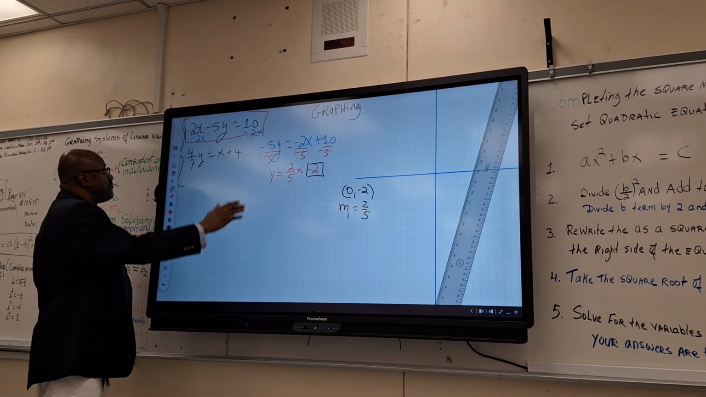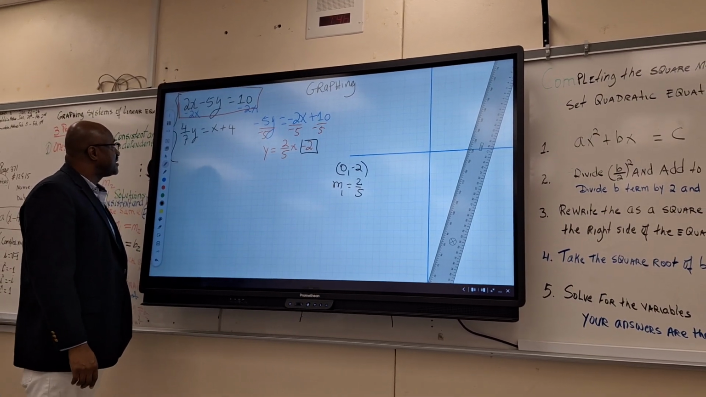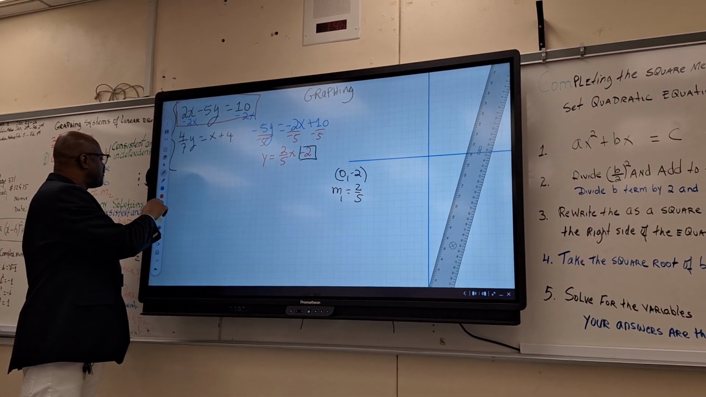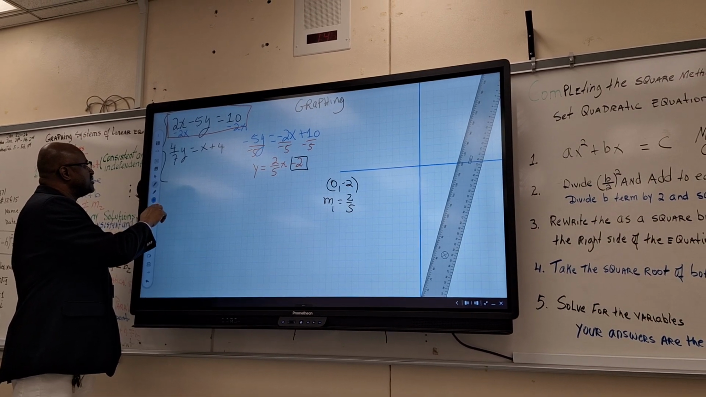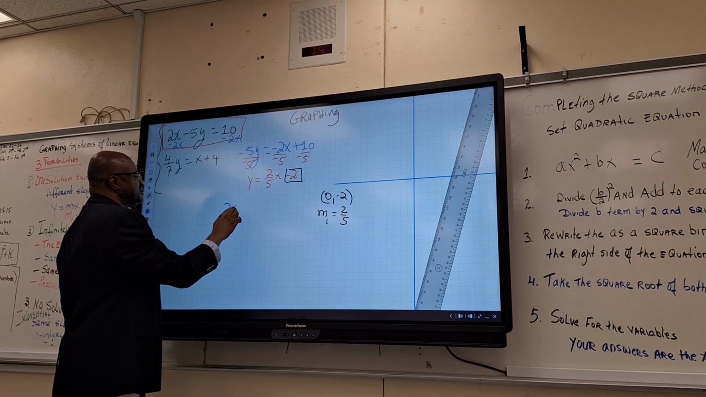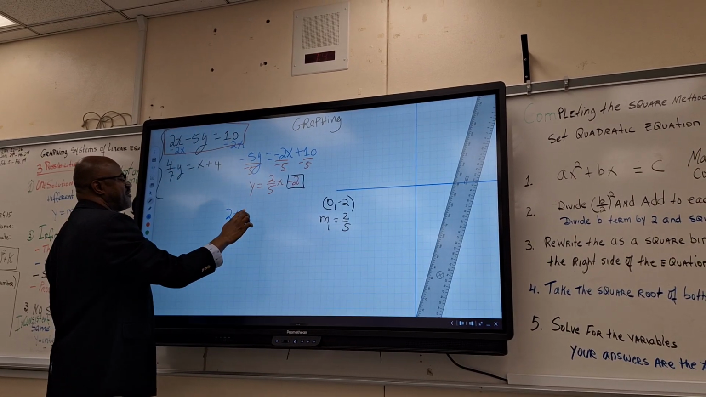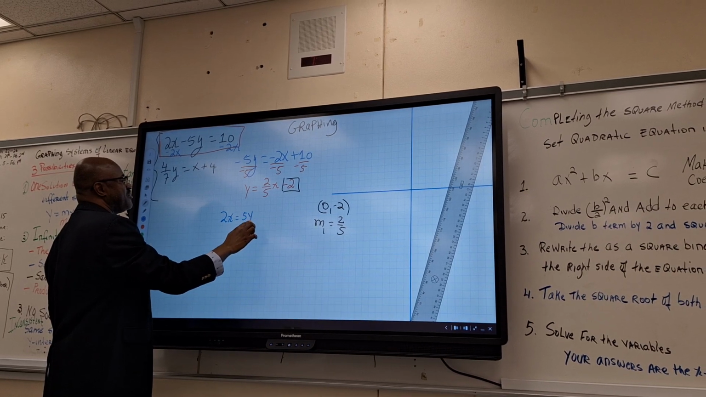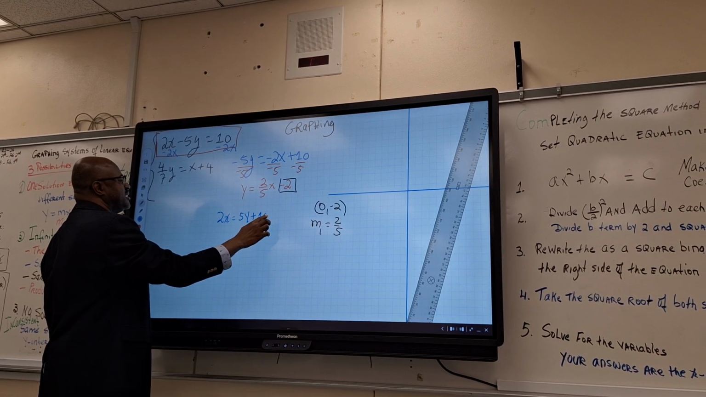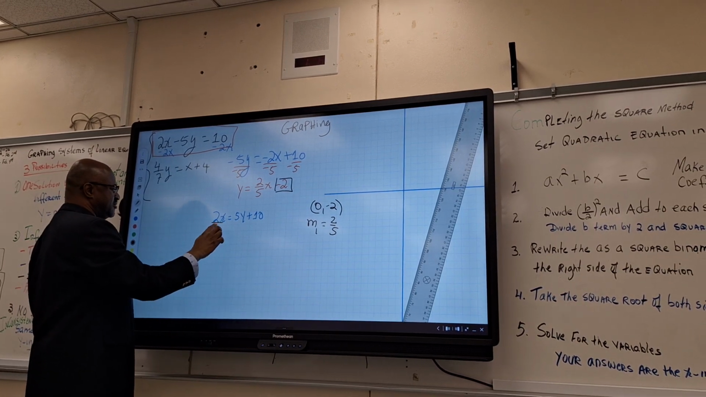Right? And we're going to go back and solve for x. That we'll call the x-intercept. What will you do if you were to solve for x? Add 5y on the other side. Then you'll have 2x equal positive 5y plus 10. How will you find x? Divide by 2.